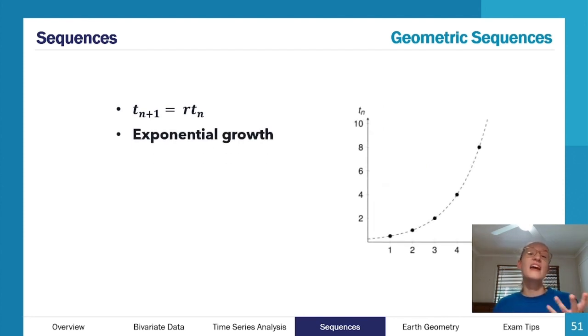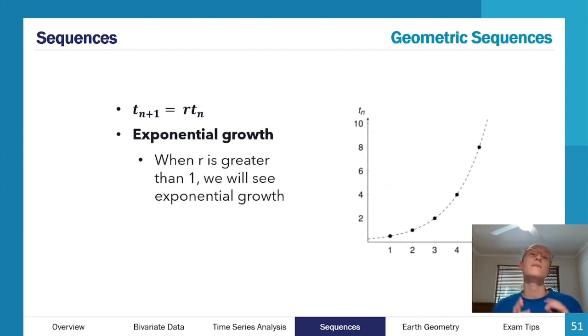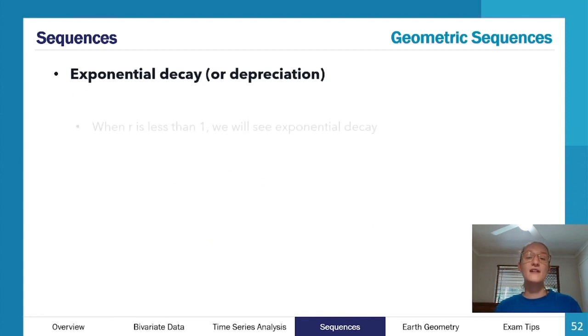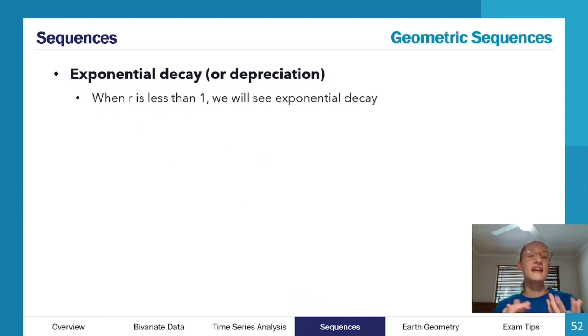Exponential growth is what we see in geometric sequences when r is greater than 1. A practical application of that is modeling compound interest. The amount in our bank should hopefully be getting bigger by a certain factor, this r, each time the interest is applied. The other side of things is when r is less than 1, and we see exponential decay or depreciation. With arithmetic sequences, if we have a positive common difference, we add, say, 4. And if it's negative, we might take away 5.